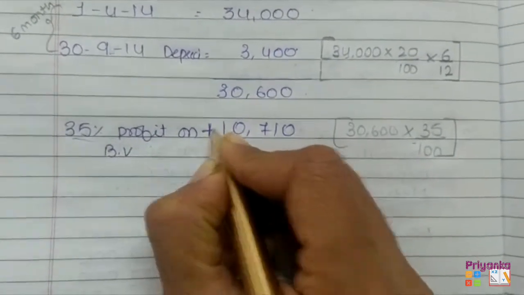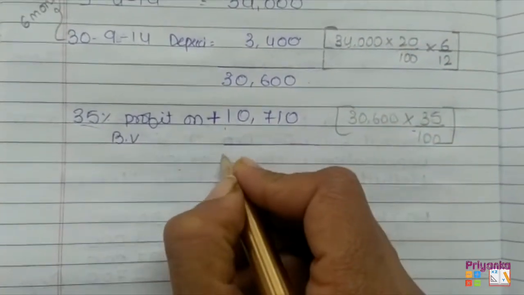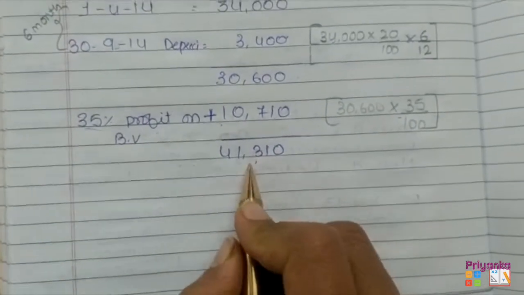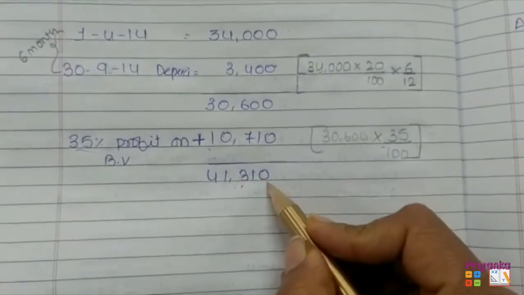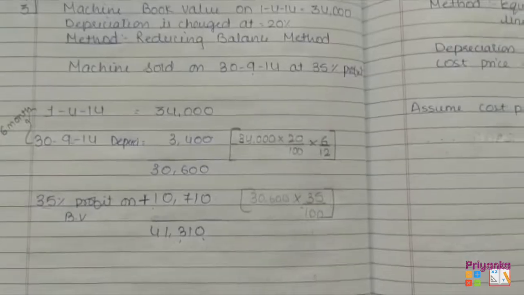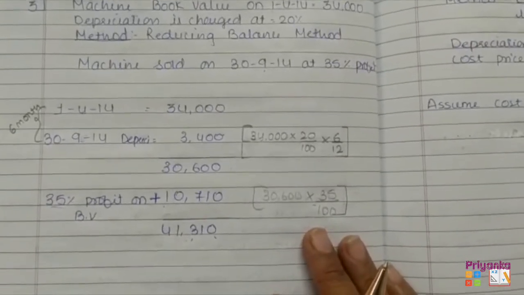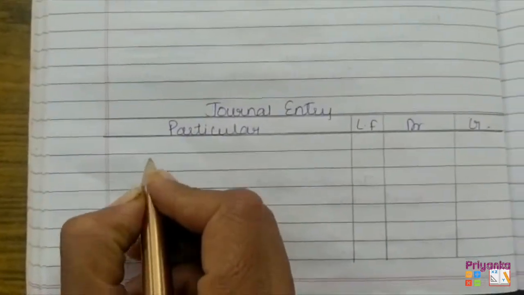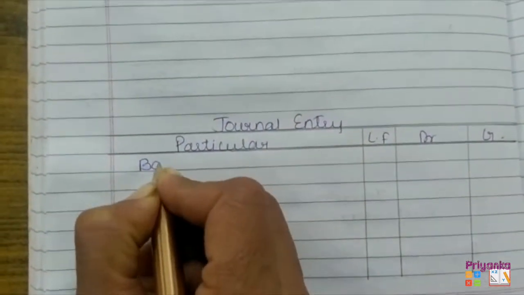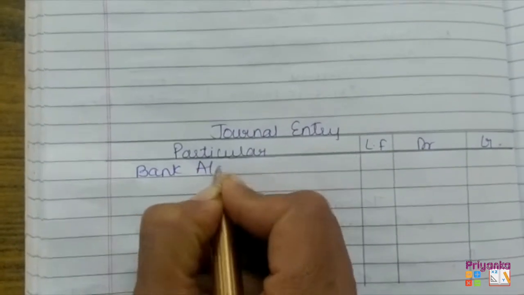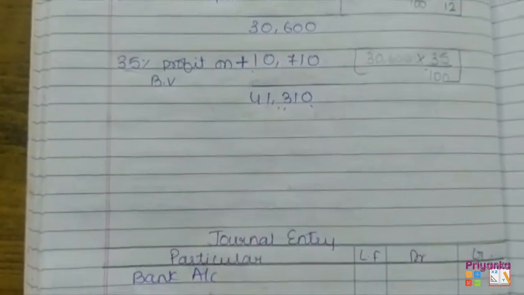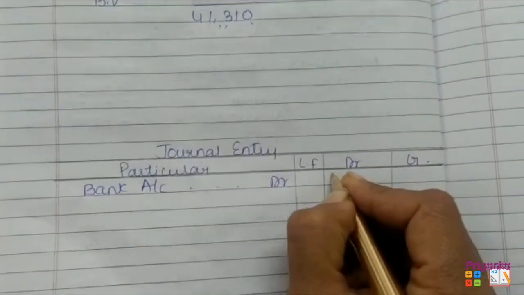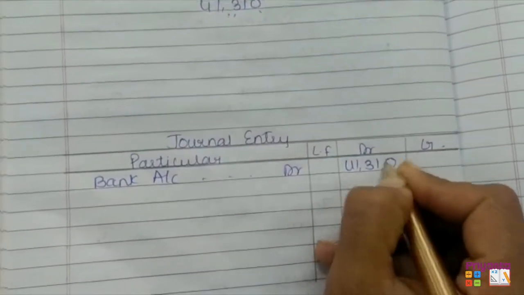Profit है तो हम इसको add करेंगे, just add up. So the value of the machine which has been sold is 41,310. So after calculation, in the question it is asked to give the journal entry out of it. So here first we'll give the entry for the bank account, that is the selling value of machine, पैसा आया, तो bank account will be debited to the business with the 41,310.